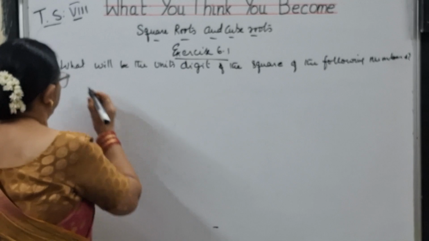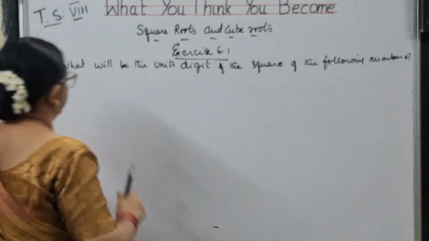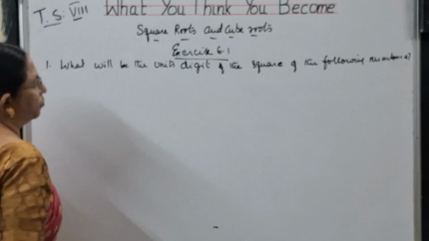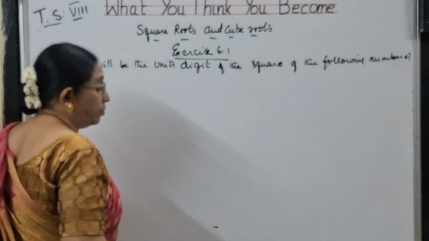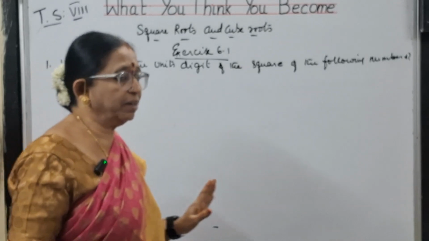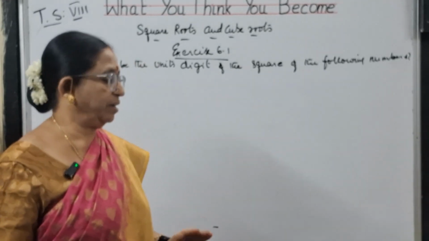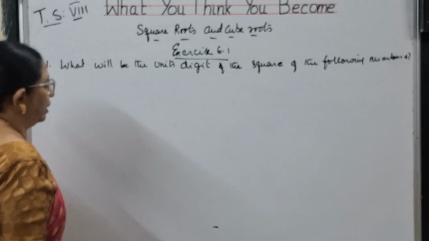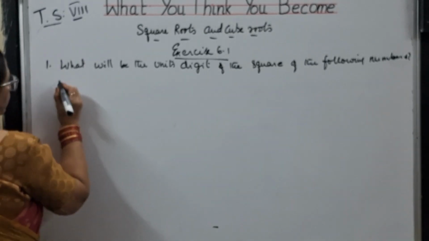So the first problem of 6.1 is, what will be the units digit of the square of the following numbers? Certain numbers are given to you. In their units digit, what are you going to get? Already this kind of example sum I have done. So in a tabular form, I am going to do it.